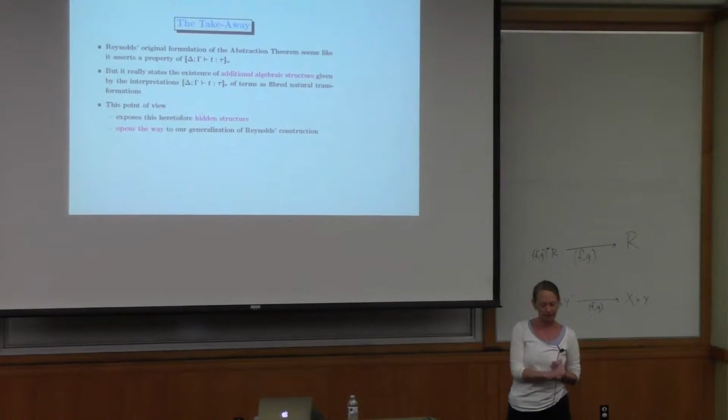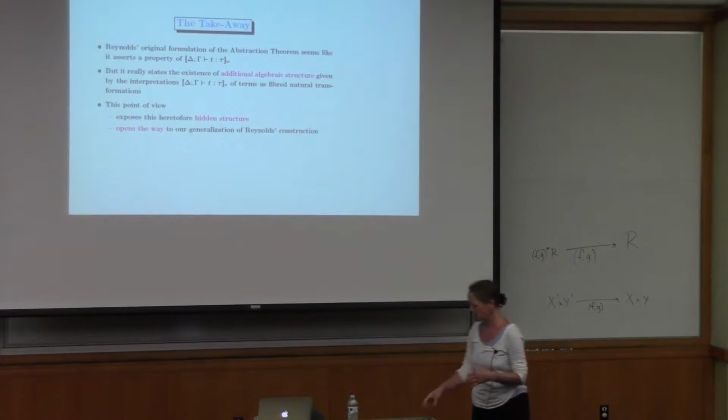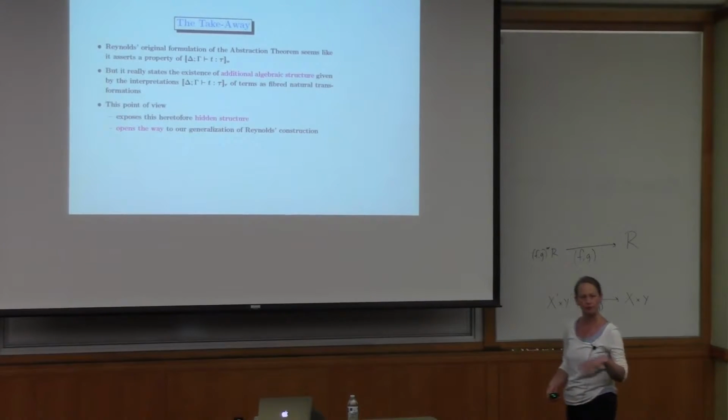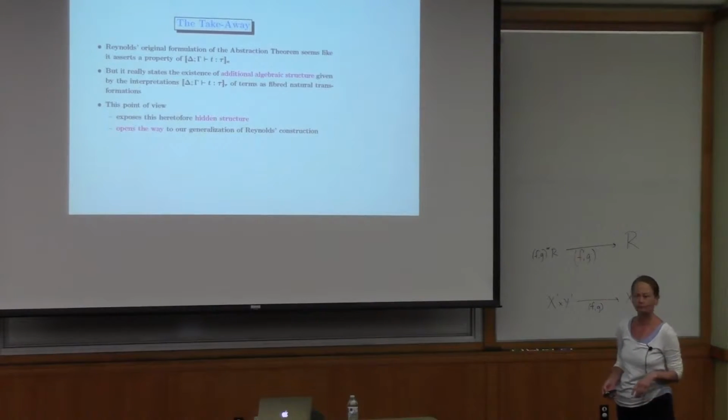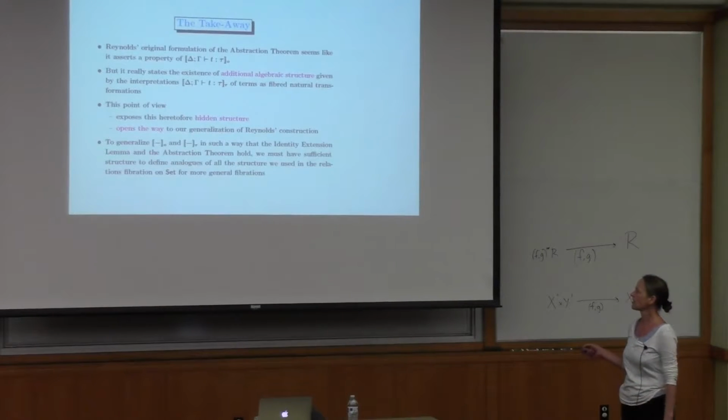And we want to talk about the identity extension lemma, and that's about equality. So if I want to talk about that, I have to have a notion of equality in these fibrations. So I need to make sure that I have enough structure around that I can talk about equality. Okay, so that's all I've said here.